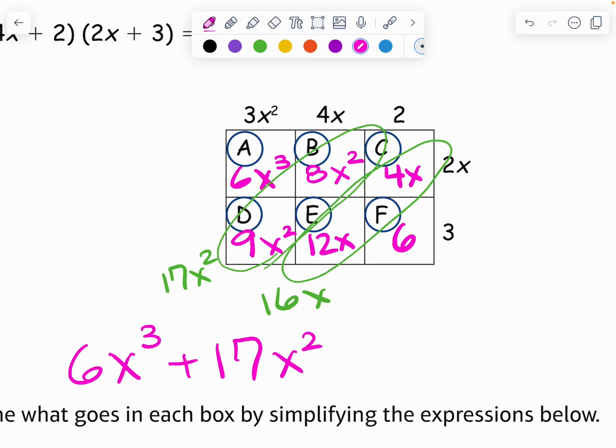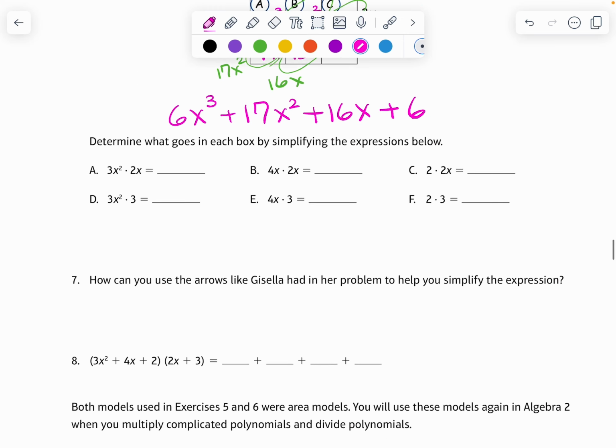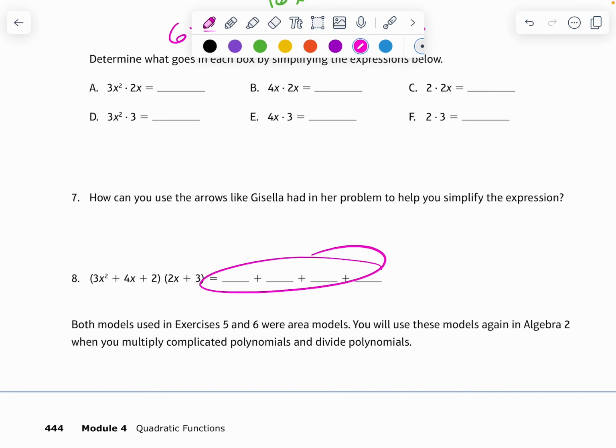Do you notice I'm writing this in descending order? Plus 16x and plus 6. Don't forget descending order. You start with the largest exponent and work your way down to the smallest. Okay? And we've already combined like terms. So that's like the whole rest of the page. We just did it in the box, right? We even combined them already. So look right here at the bottom.